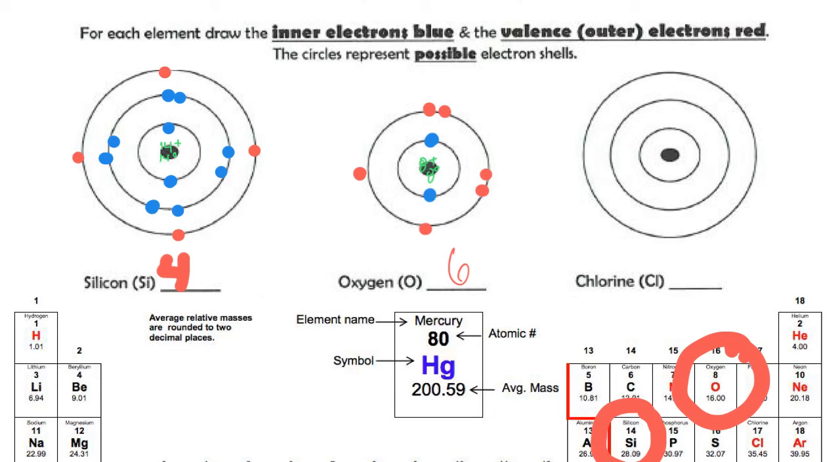Let's go ahead and try chlorine. Chlorine can be found right here on our periodic table. And let's see if you're able to be successful. I know you will be. So go ahead and pause the video and try these out.